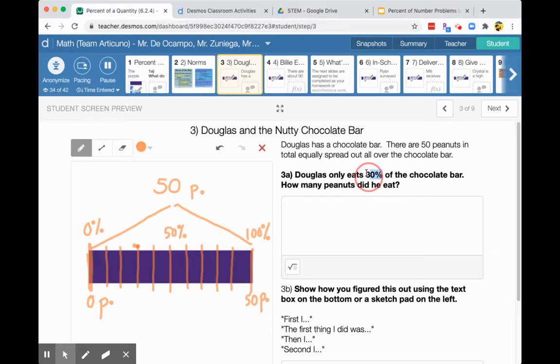I want 30%, so I need to mark this fairly clearly here. Here's 10%. Here's 20%. Here's 30%. Okay, I'm going to stop right there. So, yay, we have our 30% now. We know it's somewhere around here. But the question is, how many peanuts did he eat? So, he ate 30%. So, how many peanuts is that? That's our question mark. That's what we're trying to figure out.